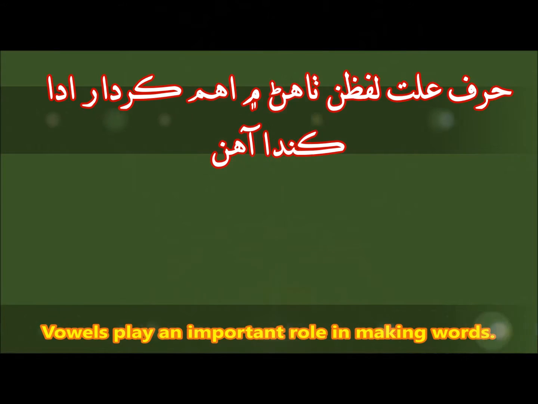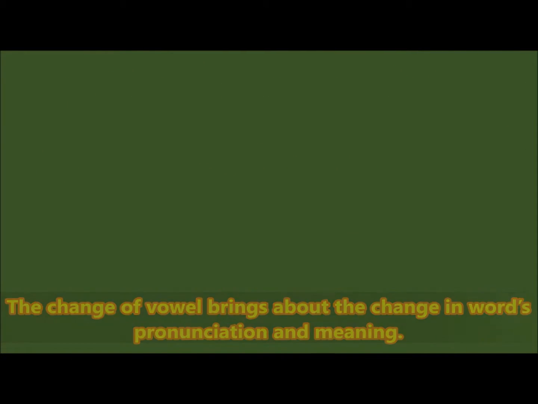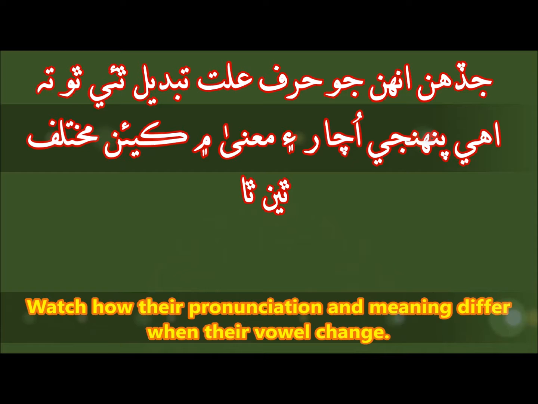Vowels play an important role in making words. The change of vowel brings about a change in the word's pronunciation and meaning. Suppose there are two consonants, B and T. Watch how their pronunciation and meaning differ when their vowel changes. Bat, bet, bit, boat and but.